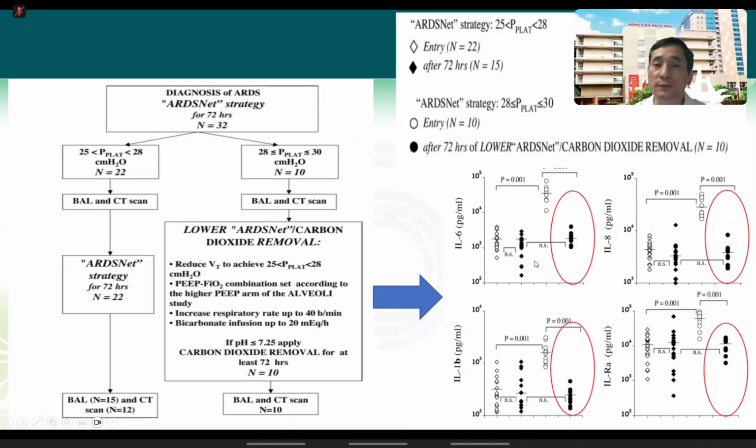And when we use CO2 removal, we compare before and after. In this specific group, of course, it's not so many patients, only 10. We can see the difference between before and after the CO2 removal. The level of interleukin-6, for example, in this case goes down. That means when you relieve the stress from the lungs, the inflammation process stops, and interleukin-6 is not going up anymore.